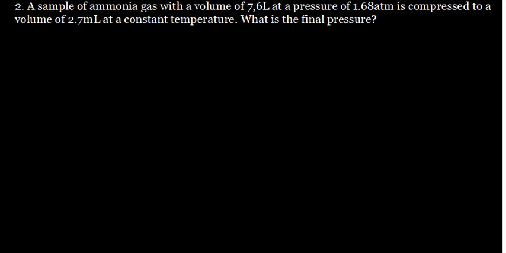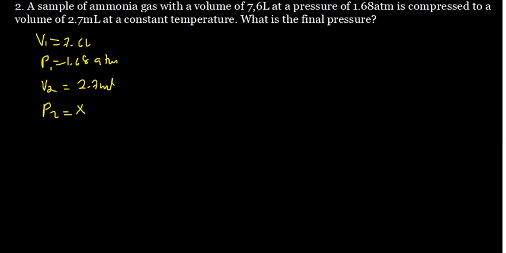Let's consider the next one. A sample of ammonia gas with a volume of 7.6 liters at a pressure of 1.68 atm. So volume is 7.6 liters, pressure is 1.68 atm. We've been told it's compressed to a volume. So this was V1, and this was pressure 1. Now it has been compressed, meaning that the volume has been changed. So now you have V2 as 2.7 milliliters. So what will be the final pressure P2?